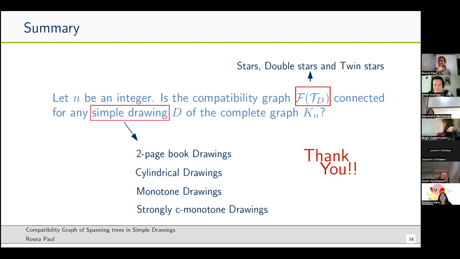Okay, thank you for the question. Yes, I have a question. What if we take a compatibility graph of a compatibility graph? Is it possible to return to the initial graph?